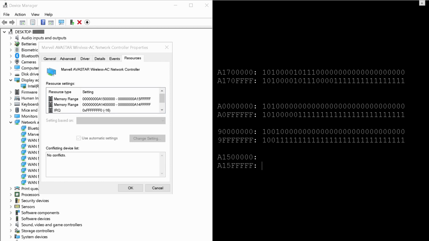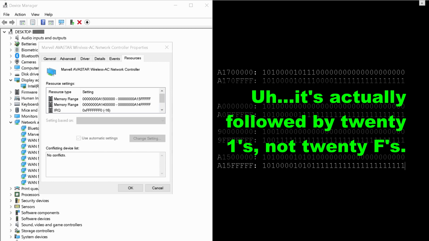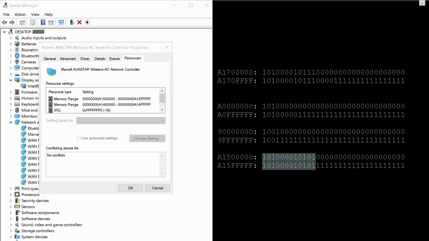A15FFFFF. All right. So that converts to 1010, 0001, 0101, followed by 20 zeros. And then the next one, the high end, 1010, 0001, 0101, followed by 20 Fs. Now, this section right here, that is the unique identifier, and notice it doesn't match any of the other memory ranges that we look at.